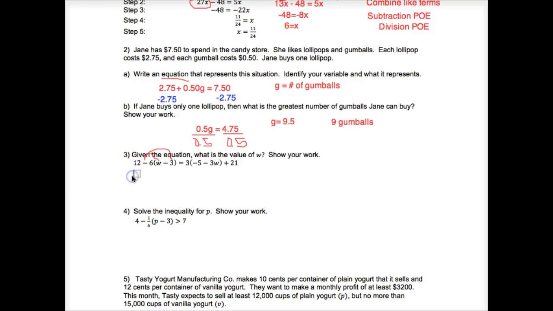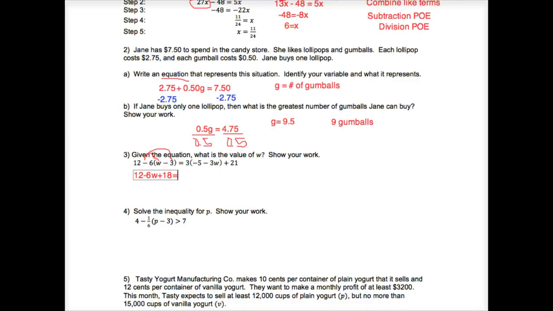And so in my next step, the 12 is going to stay because I haven't done anything with it yet. -6 times W is -6W. -6 times -3 is positive 18. So that's what I end up with on the left side in my first step.